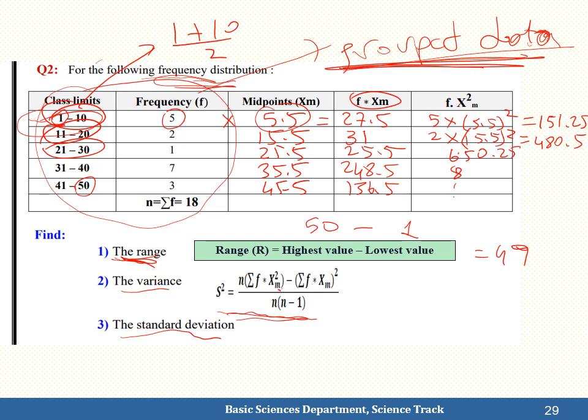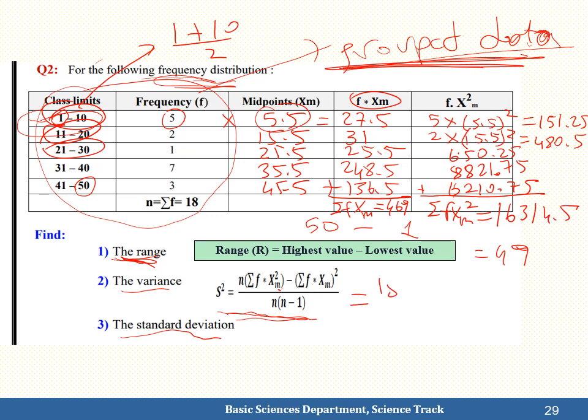650.25, 880.21.75 and 6,210.75. So when you add all these here, it will give you 469. So I will write here sum of f times xm is equal to 469. And the sum of f times xm squared is equal to 16,314.5. Okay, now let's put them here.